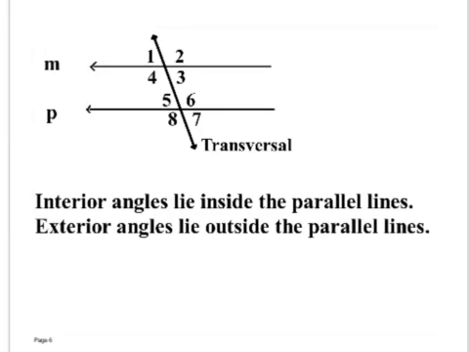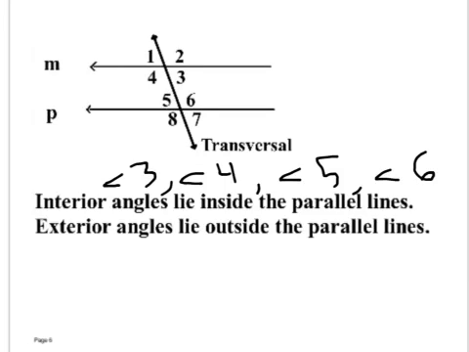All right, we have two parallel lines, M and P. A transversal is a line that crosses two or more parallel lines. This transversal cuts across M and P. Eight angles are formed out of this transversal: interior angles and exterior angles. Interior angles are angles that lie inside the parallel lines. M and P are the parallel lines. So as Paul said, my interior angles are angle 3, angle 4, angle 5, and angle 6.